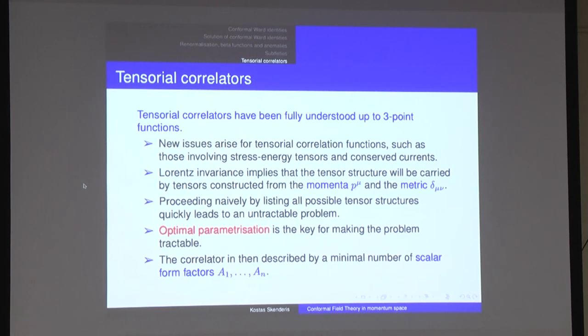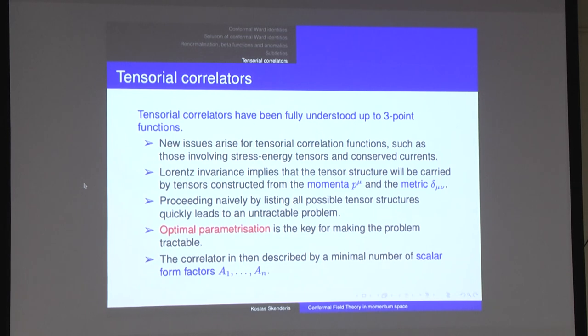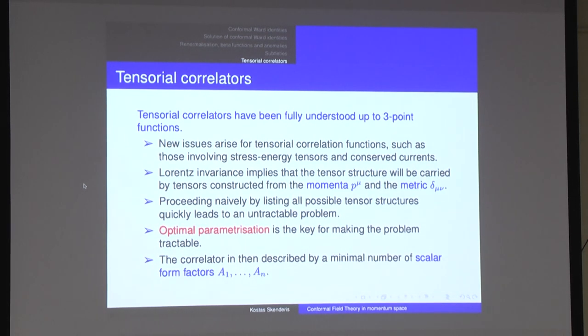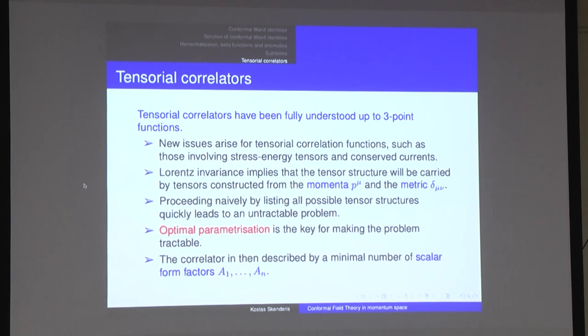Tensorial correlators. This has been fully understood up to three-point functions. And there are new issues because the objects contain indices. Now, Lorentz invariance implies that the tensor structure can be carried out by tensors constructed from momenta and the metric. We used this when I explained why we could solve the special conformal Ward identity in momentum space. So if you have an object that has many indices, then by Lorentz invariance the indices can be carried by either this or that. This is something which has been known and used for decades, I would say, in general quantum field theory.